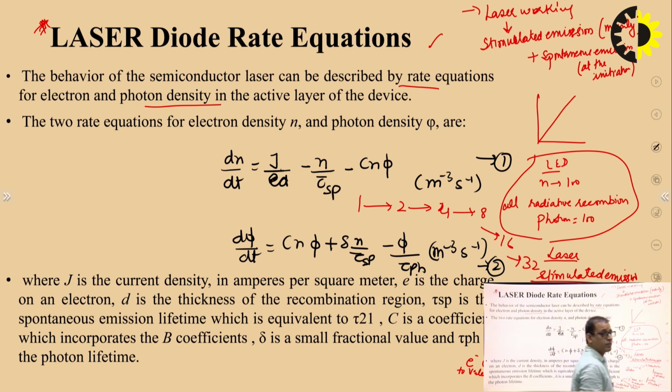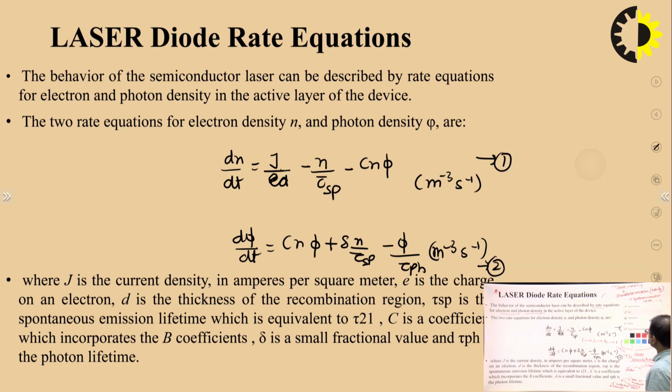comes to the maximum. So in stimulated emission, or in the laser, the rate of change of electrons is not equal to the rate of change of the photon density, because the rate at which electrons decay is not equal to the rate at which the photon density increases. Clear? So that's why there are two rate equations: one for the electron density, the rate of change of electrons, and the other for the rate of change of the photon density in the active layer region.